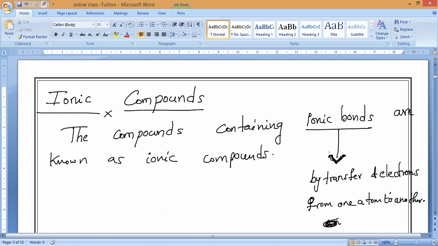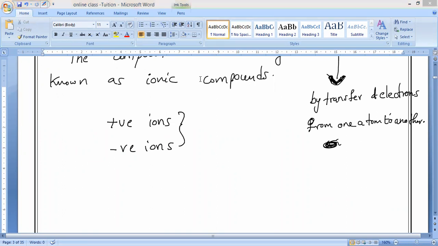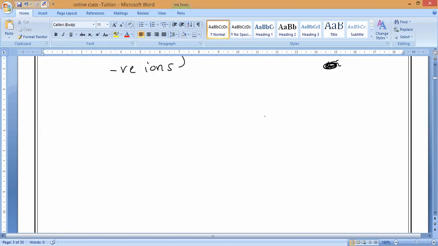Ionic compounds will form by ionic bonds. You have to remember, an ionic compound is made up of two kinds of charges: positively charged ions as well as negatively charged ions. These both will combine together, and in between them the electrostatic force of attraction will form. That electrostatic force of attraction is called the ionic bond.